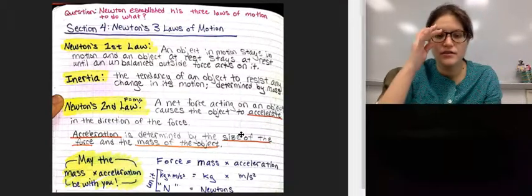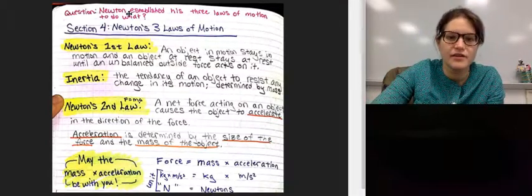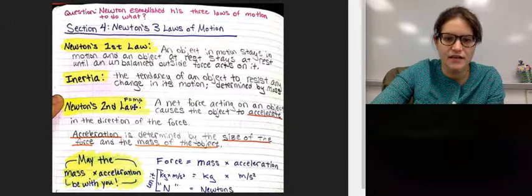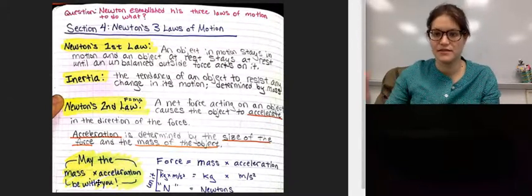All right, so far what we should have is our question, the title of this section, Newton's first law, inertia, Newton's second law, F equals ma, and then this definition down here, acceleration is determined by the size of the force and the mass of the object. And then I do want you to write out, may the mass times acceleration be with you, as a reminder that force is mass times acceleration.